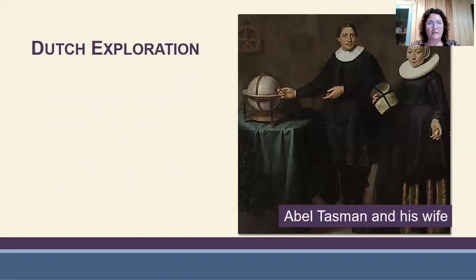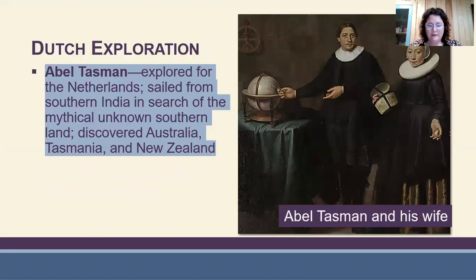Now looking at the Dutch exploration. The Dutch authorities in Batavia, the chief Dutch base of the East Indies, called one of their best captains, Abel Tasman, to search for the mythical unknown southern land. In 1642, Tasman took 2 ships and began his voyage. He started in southern India and sailed east. This way, Tasman thought he would not miss a large landmass that he believed to be the southern land.